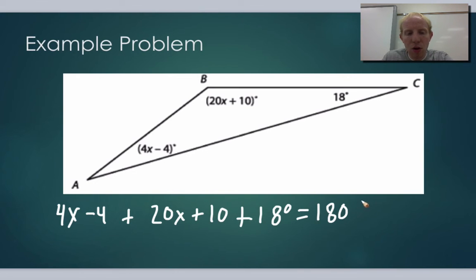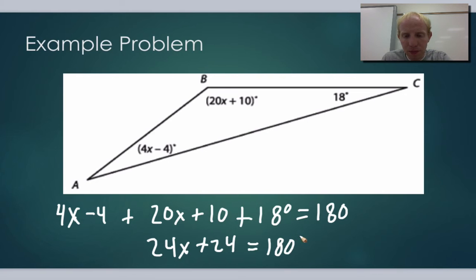Okay? Now we can simplify and solve for x to figure this out. So let's combine this 20x and this 4x. Okay? So that's going to give us 24x. Okay? Let's combine the 10 and the 18 and the minus 4. That should give us plus 24. Okay? 10 plus 18 minus 4 is 24. And that will give us 180. Okay? And I forgot to put the degrees marks on all these, but keep in mind they all should have degree marks.